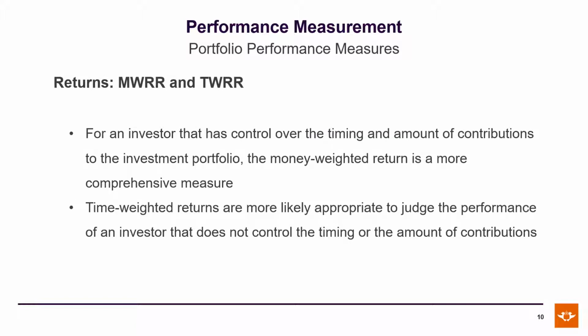In deciding whether to use the money-weighted rate of return or the time-weighted rate of return to evaluate portfolio performance, it depends on whether you have control over the timing and amount of contributions to the investment portfolio. If, as an investor, you have complete control, then the money-weighted rate of return is a much better measure to use. The time-weighted rate of return is more appropriate to judge performance when you don't have control over the timing or the amount of contributions, and that's why we would subdivide our performance period into sub-periods, breaking them up at the points where we had contributions or withdrawals from the portfolio.